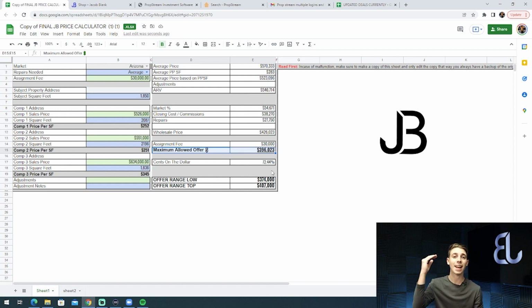Again, you do not need the calculator to calculate your offers like this. All you do is take that average ARV, minus the investor's profit percent, minus the closing costs and commissions, minus the repairs, minus the assignment fee, and that equals your MAO. But this makes it a lot easier for you and does all the calculations for you.